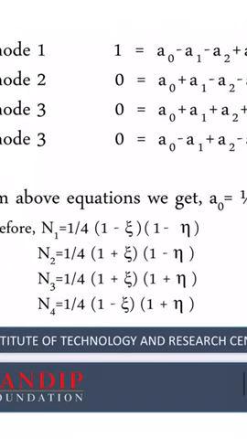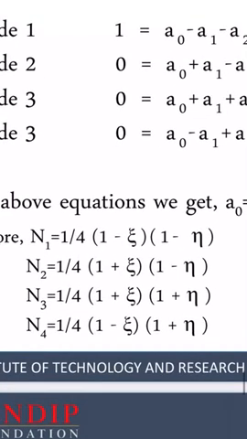Similarly your second node lies in the fourth quadrant. For the fourth quadrant your x is negative. X is negative means zeta is negative. So sorry, x is positive. X is positive means zeta is positive. So 1 plus zeta, 1 minus eta.